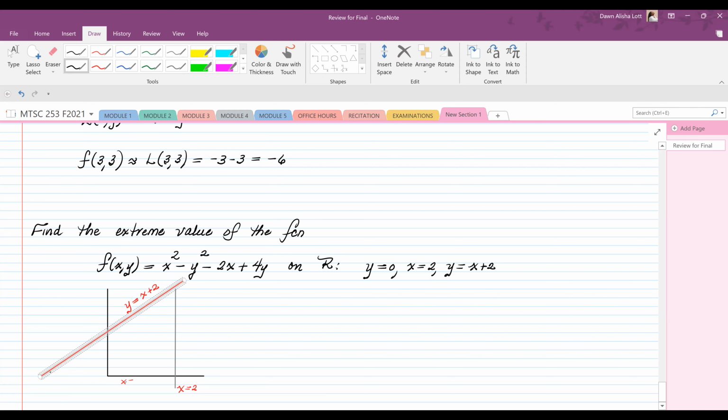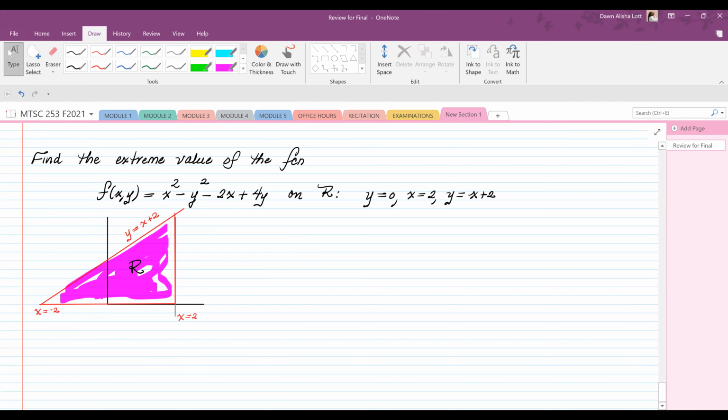Okay, so the region is this. That's your region. This is x equals -2 over here. And then this, okay, that's your region. That's R. Okay, so now what do we do?